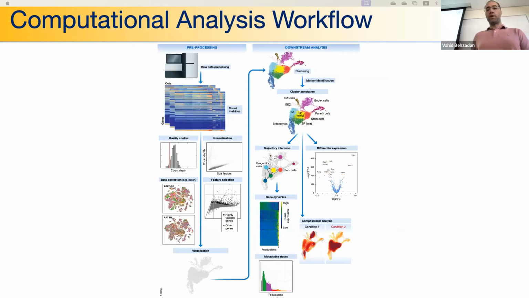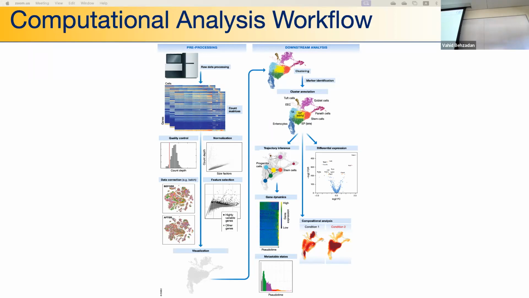So here is what we do in computer science or electrical and computer engineering. This is the computational analysis workflow. So we start from here, from the count matrix or the expression matrix, and we can perform quality controls, normalization, data correction if we have different batches, if we process different samples at different times and or different locations.